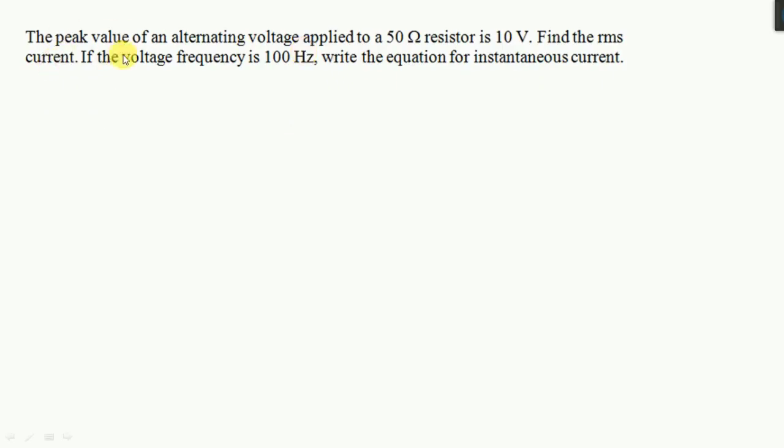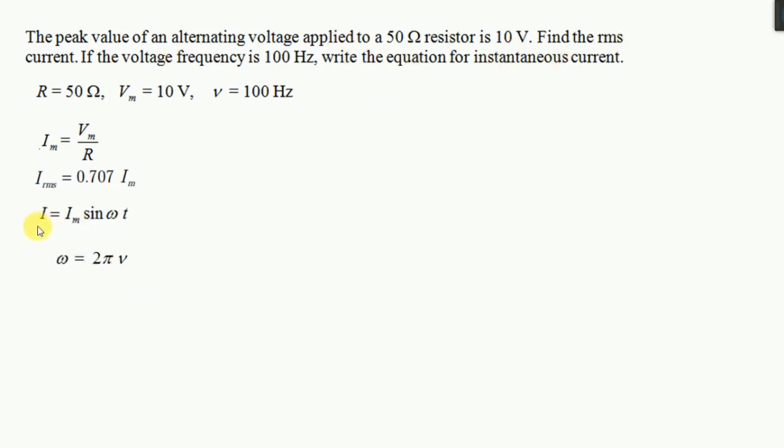Next question, the peak value of alternating voltage applied to a 50 ohm resistor is 10 volt. Find the RMS current if the voltage frequency is 100 Hz. Write the equation for instantaneous current. So here resistance is given, peak voltage is given, frequency is given. So using this I can find the current using Ohm's law. Now after finding the peak current, you have to find the RMS current, and RMS current is 0.707 into Im.